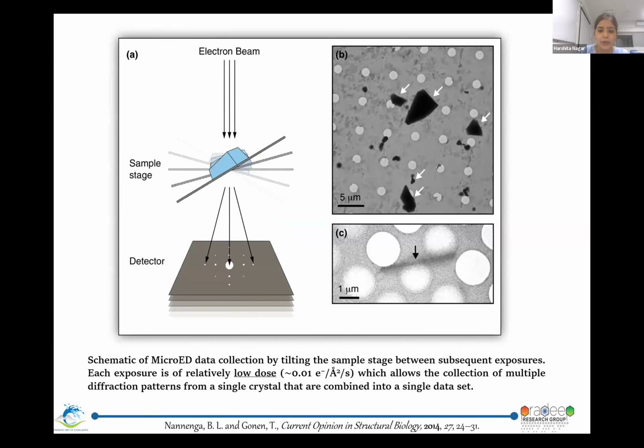This is the schematic of MicroED data collection, where the crystal is kept on the stage and the electron beam is incident on it. Then there is a continuous rotation of the stage, and we collect multiple diffraction frames using a high-speed detector. These diffraction data are combined together to give a data set, which we process further to get the structure. Usually, when the electron beam falls on the crystal, it is in the presence of a very low electron dose rate, like 0.01 electron per angstrom square per second.